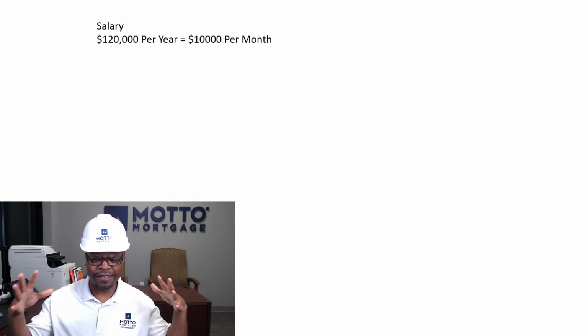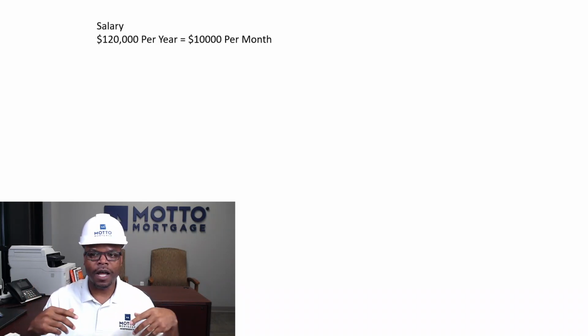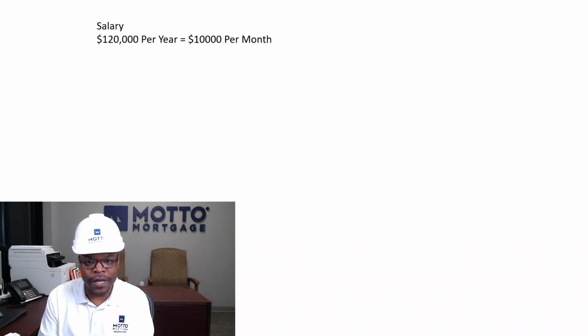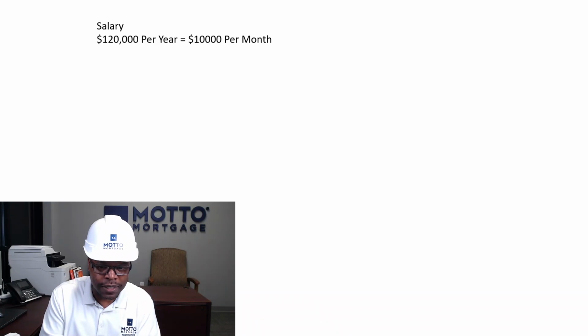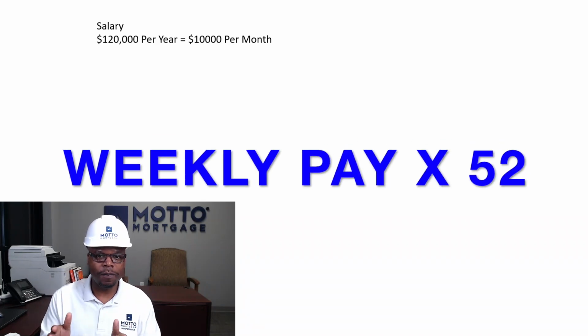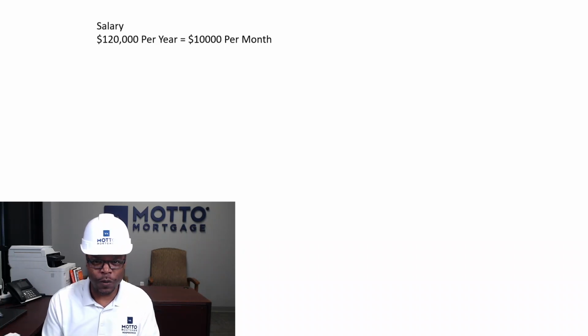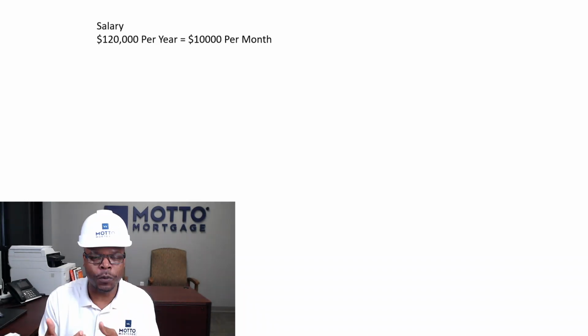So let's say you don't know exactly how much you make per year, and you want to do it per month. Make sure you pay attention to if you get paid weekly, or bi-weekly, or twice a month. If you get paid weekly, you want to take your weekly pay, multiply it by 52, which is 52 weeks in a year. Take that big, fat, juicy number, divide it by 12, and that's the number you're going to use per month.